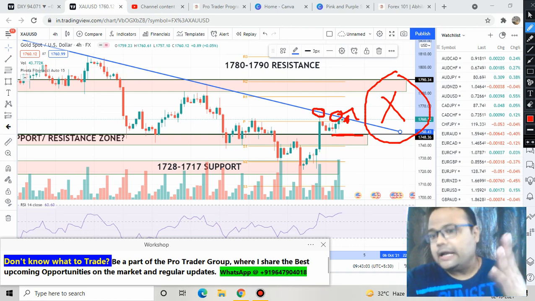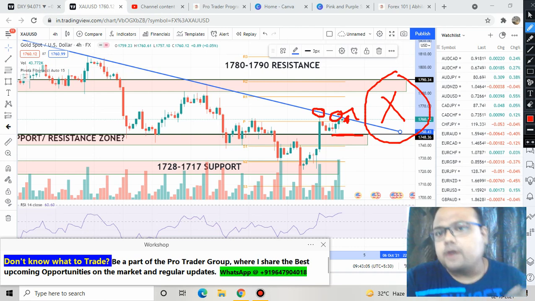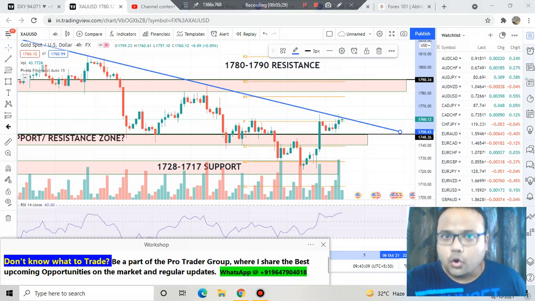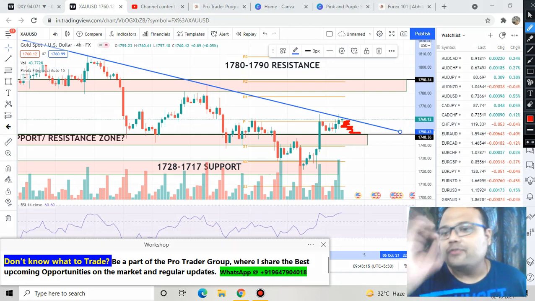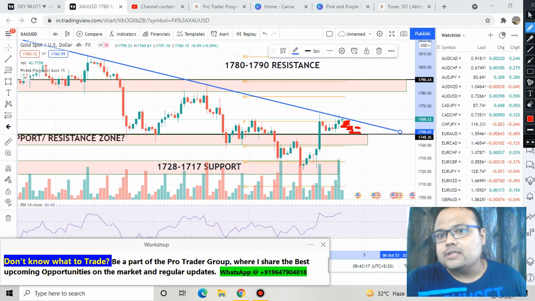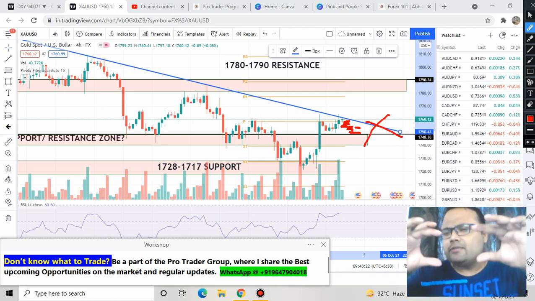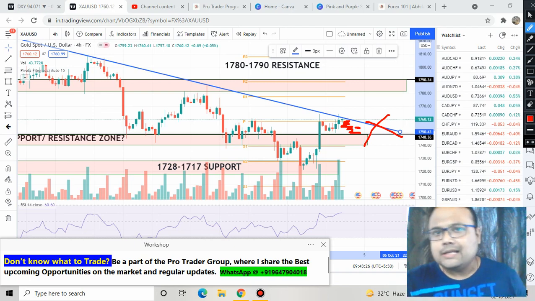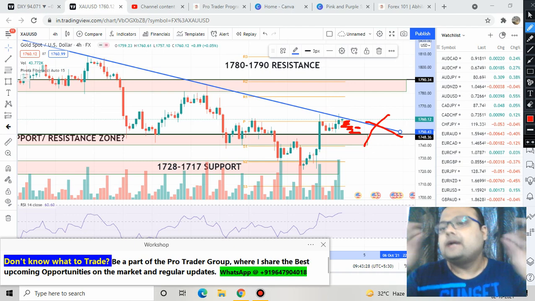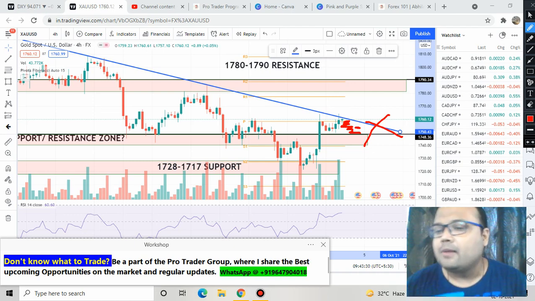And on the other hand, after the market opening on Monday, there is a possibility of gold trading in between this range only. So just keep in mind, as long as you find gold trading in this range, you will not trade. This is your no trading zone, because right now it is a very narrow zone here and you should not be trading here. Until and unless you get proper clarification about the trend of the market, you should not trade.